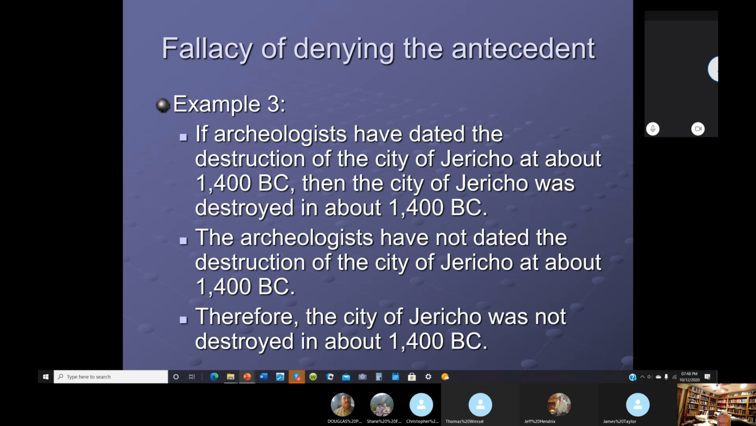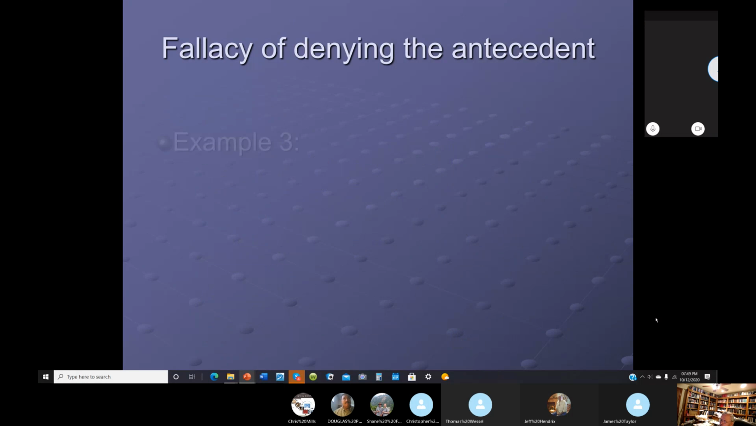If we have archaeological evidence of it, then that would prove it. Well, the absence of archaeological evidence doesn't necessarily disprove it. Suppose the archaeologists have not dated the destruction of the city of Jericho at about 1400 BC. Why? Well, they look at their pottery, and they've got other dating methods they've used. Some of their dating methods, I believe, have flaws in them. So the conclusion that the city of Jericho was not destroyed in about 1400 BC is arguing based upon the methods of dating things by the archaeologists. And how is their dating correct? That's a good question.